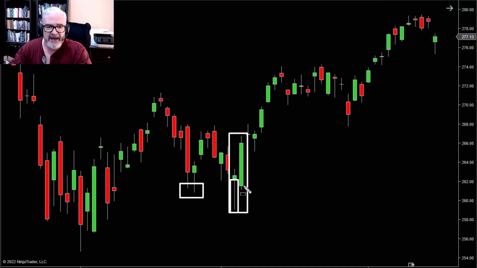So rejection of value there led to a wide range green bar. Again, the bottom of the real body, the colored area, is the open. The top of the green area is the close.